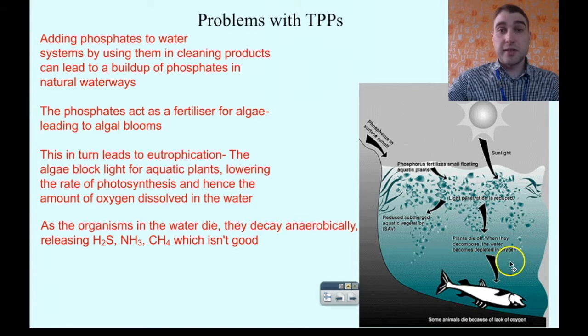If they die off, then they're going to start to break down, and they're breaking down in anaerobic conditions because, again, there's very little oxygen available because of the amount of photosynthesis that's going on at the surface, not down deep, and then we get an anaerobic breakdown. And that can be quite problematic because we're getting things like hydrogen sulfide, ammonia, and methane being produced, and that's not necessarily good for the environment. So too much phosphate in the water leads to eutrophication, so too much algae being produced reduces the amount of oxygen in the water, and that leads to the death of other organisms in the water.